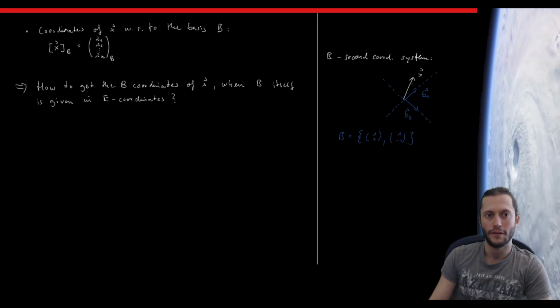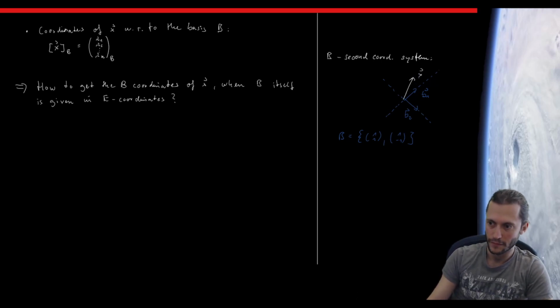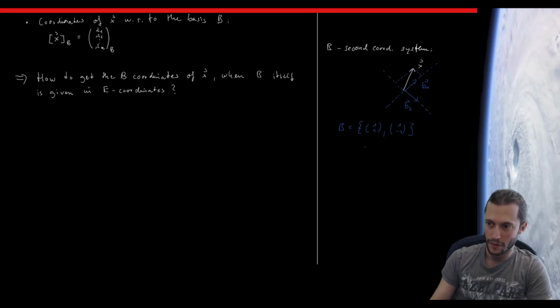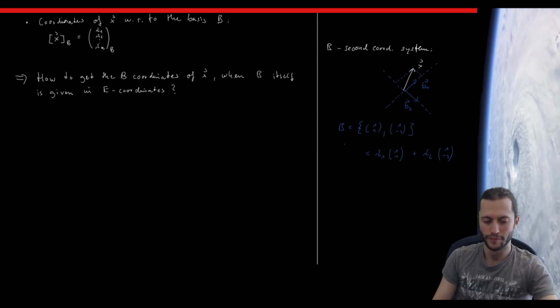But now, what are the coordinates of the vector x with respect to the basis b? So you would look how much of each axis you have to take to reach this vector. And then you do something like lambda 1 times the first basis vector plus lambda 2 times the second one equals 1, 2, equaling x in e coordinates.